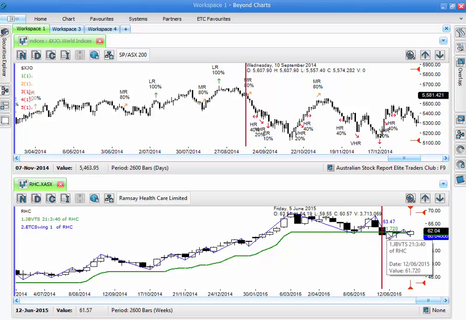So its trailing 3 ATR was at 61.28. It closed on that day at $60.57. So you were getting into Ramsay at around about $20 odd and getting out at around about $60 eventually. So that's all through different levels of market risk.